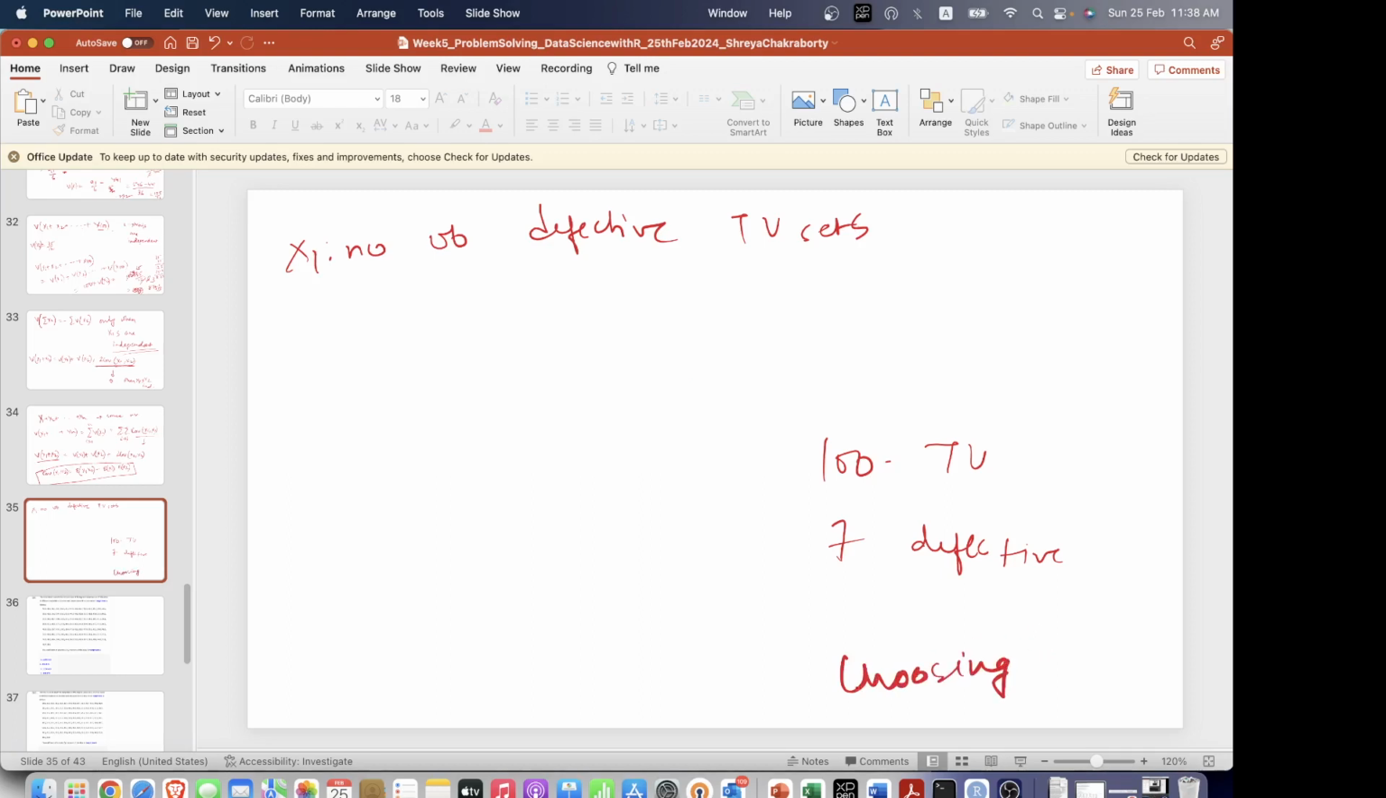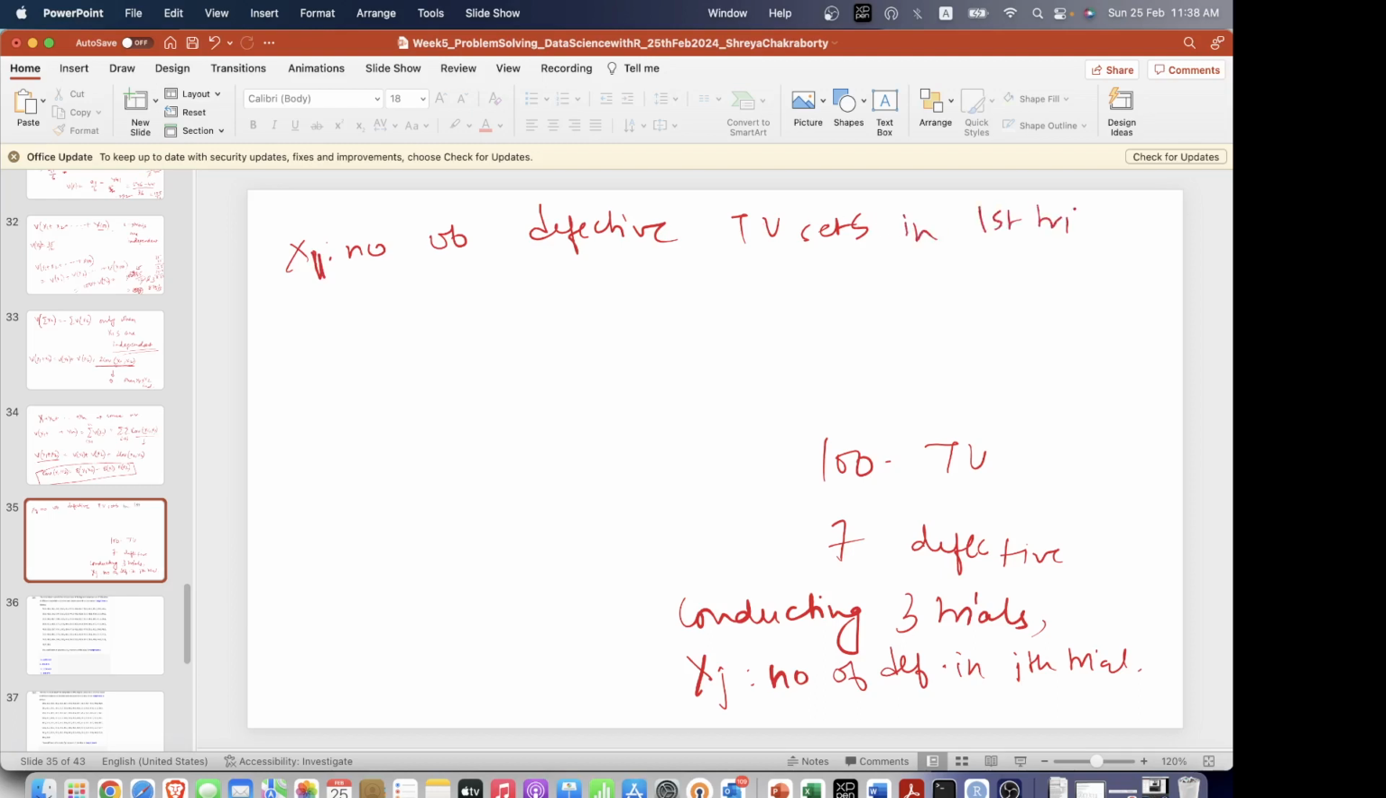I'm conducting 3 trials, and xj is number of defectives in jth trial. Okay, so x1 is number of defectives that can come up in first trial, and x2 is number of defective TV sets in second trial.